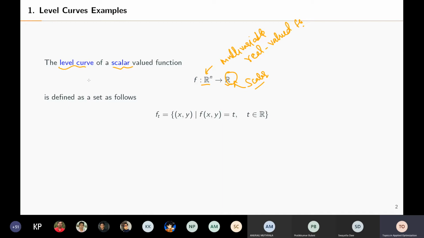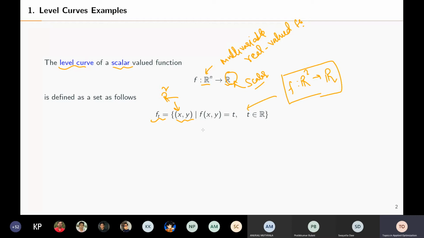And the level curve, our focus is to understand what is the level curve of a real valued function. So this is defined as follows. f_t, where t is the parameter here, is the set of all x, y such that... this is an example of R2, you can say. I've given this for R2, so that's why I have two components in the vector, x and y, two variables. The function that we are considering is R2 to R, so this is multivariable and real valued.